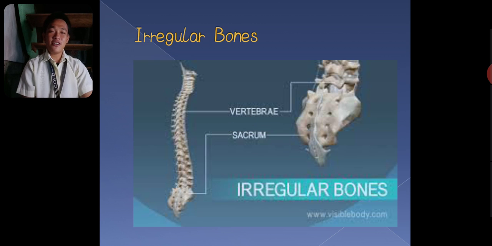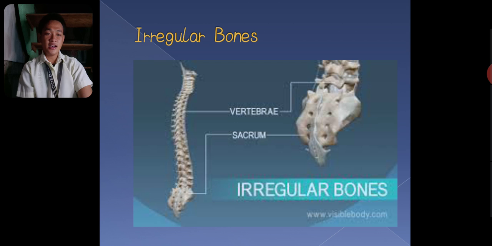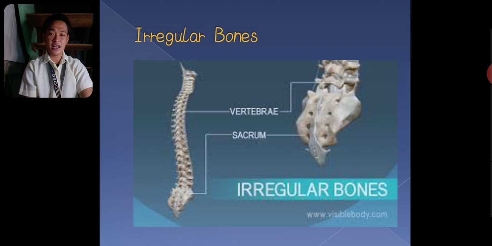So, dumako tayo ngayon sa irregular bones. Sa irregular bones, meron tayong example na halimbawa ay vertebrae and sacrum. So, irregular bones serve various purposes in the body, such as protection of nervous system, such as the vertebrae protect the spinal cord. So, affording multiple anchor points for skeletal muscle attachment, as with the sacrum.